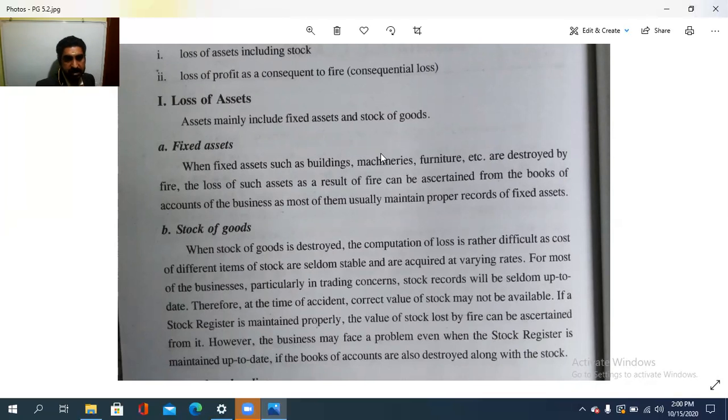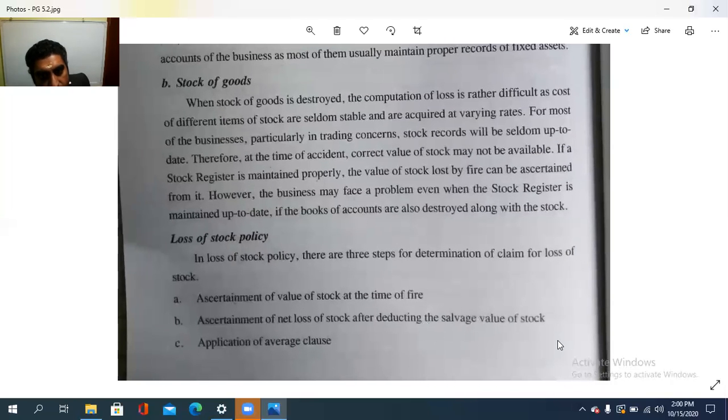For most of the businesses, particularly in trading concern, stock records will be seldom up to date. Clear ആയിട്ട് എടുക്കാറുണ്ട്. Therefore, at the time of accident, correct value of stock may not be available. If a stock register is maintained properly, the value of stock lost by fire can be ascertained from it. However, the business may face a problem even when the stock register is maintained up to date if the books of accounts are also destroyed along with the stock.